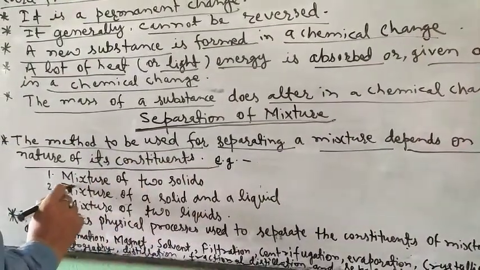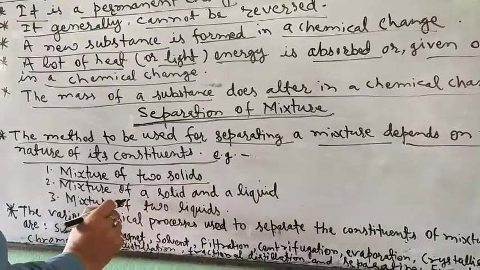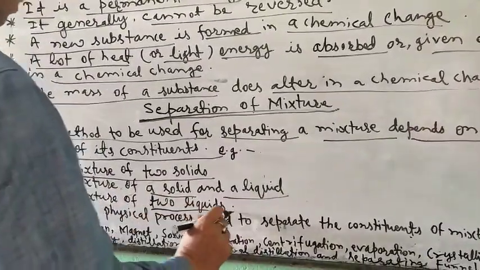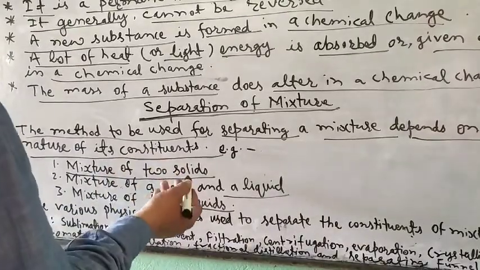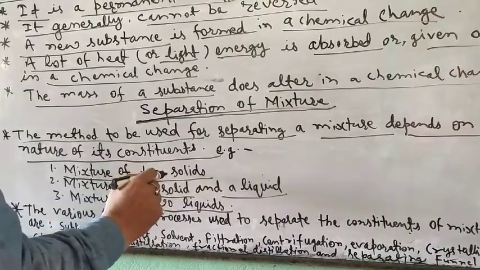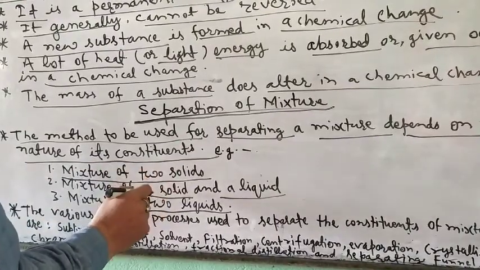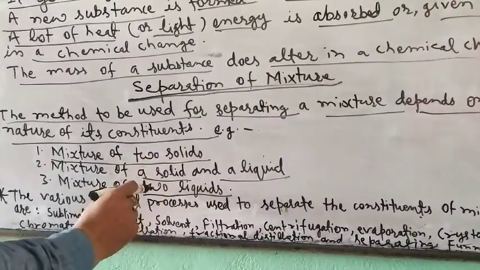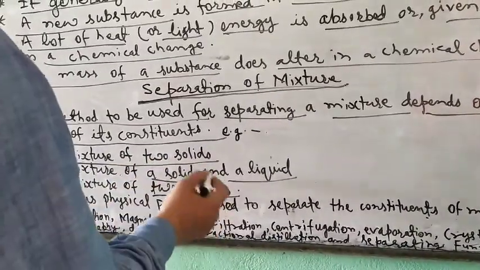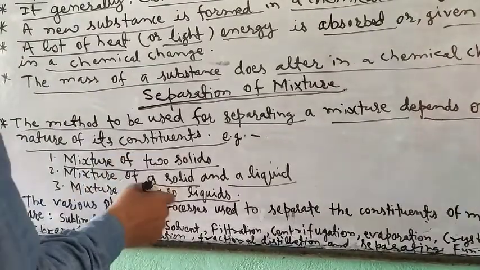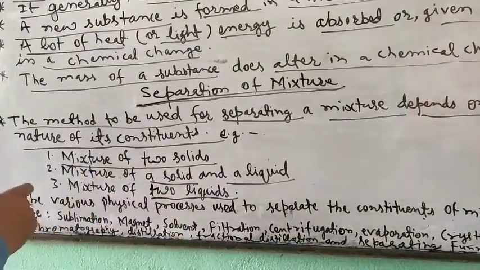Examples: mixture of two solids, mixture of a solid and a liquid, mixture of two liquids. These are the components of mixtures. In the first one, two solids are mixed. Second one, one solid and one liquid are mixed. And third one, two liquids are mixed. So these constituents are separated by several processes or methods.